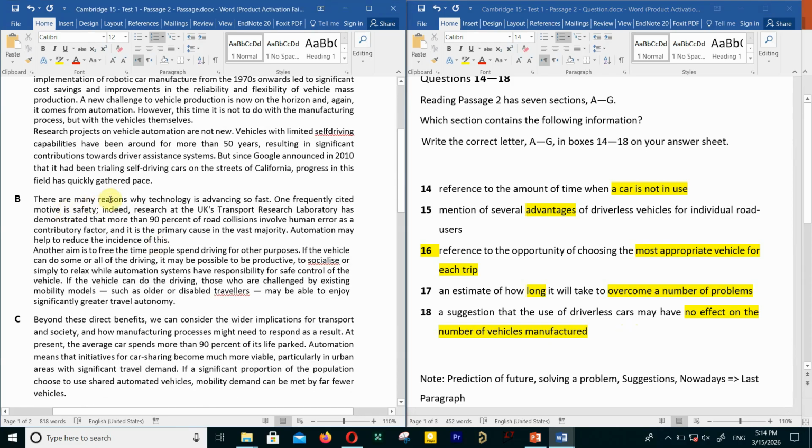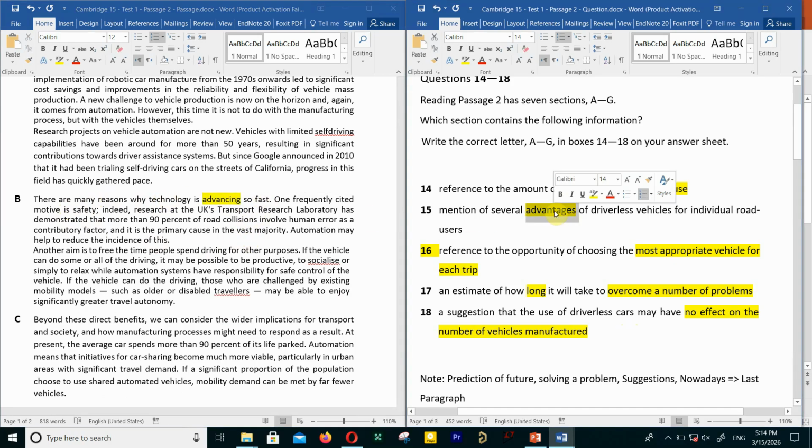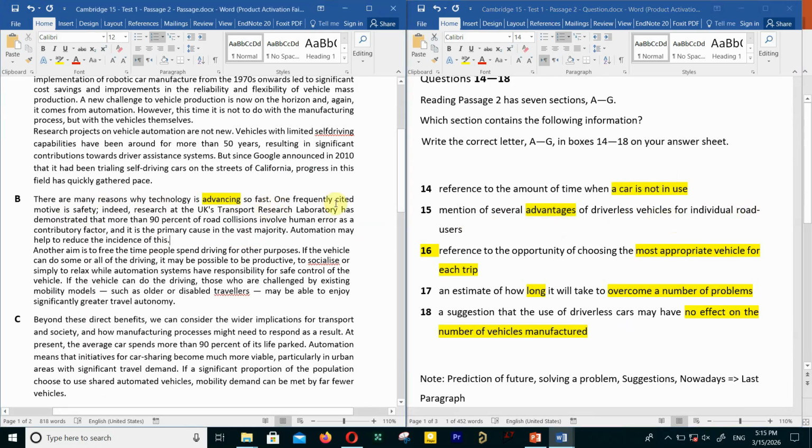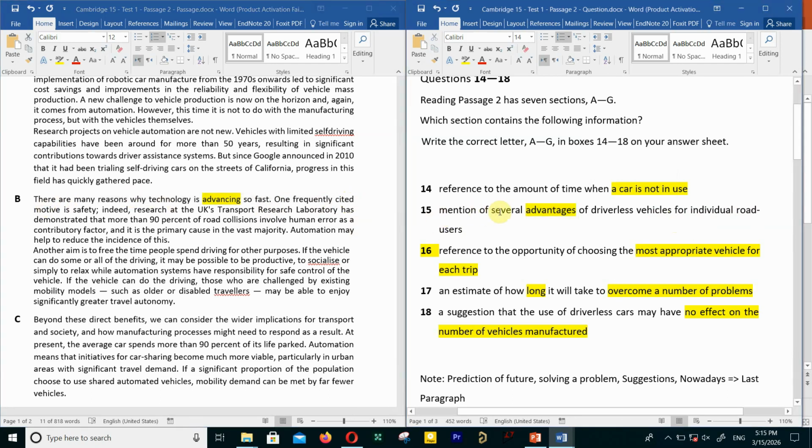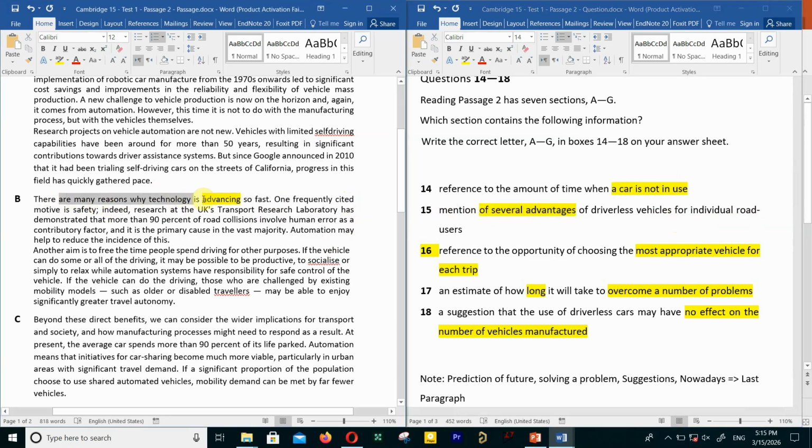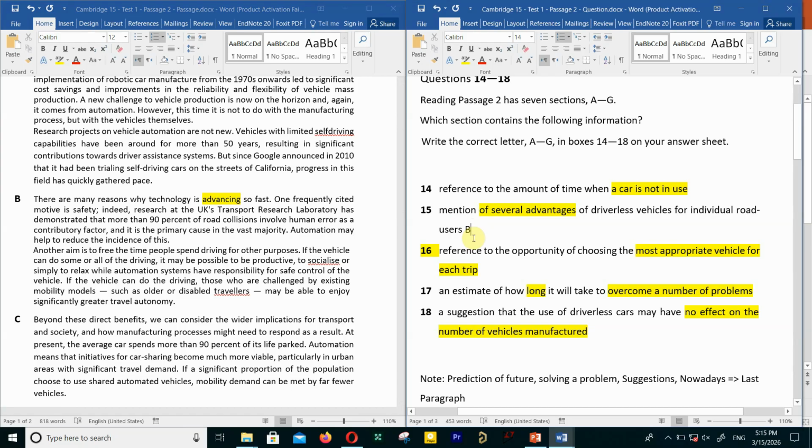There are many reasons why technology is advancing so fast. Advancing, does it ring a bell? Yes, of course. Advantages of driverless vehicles for individual road users. Here it says there are many reasons, so several advantages. From this sentence you can get that it's talking about several advantages. So 15 is B. You see how quickly I pick an answer for this one.